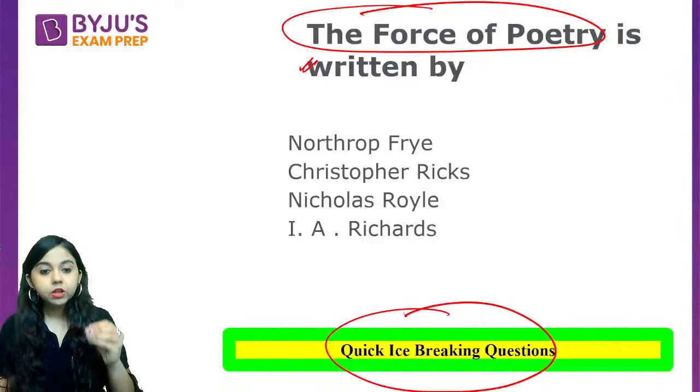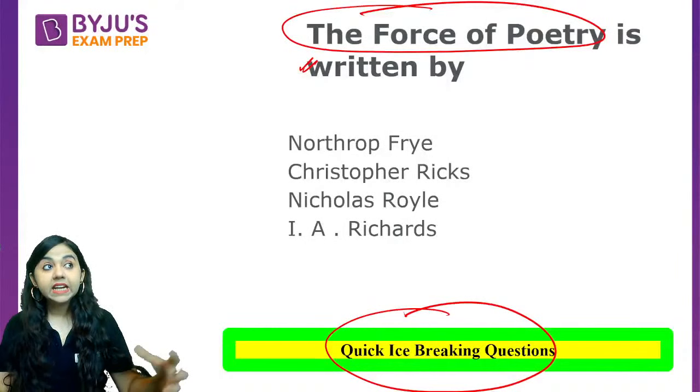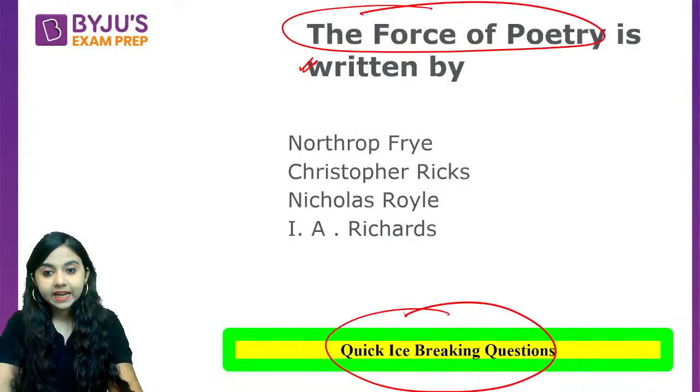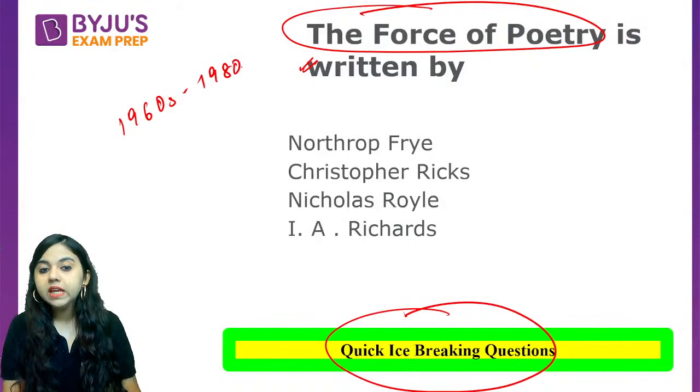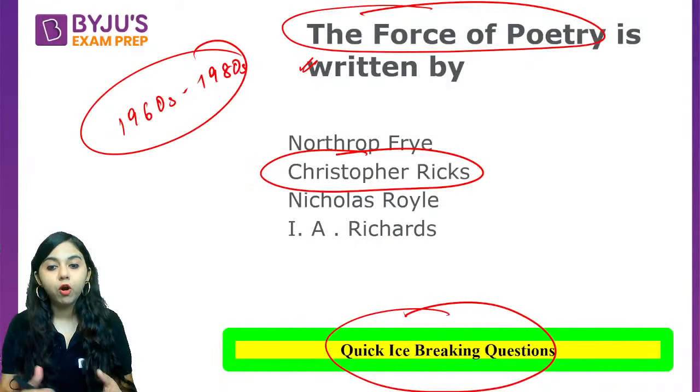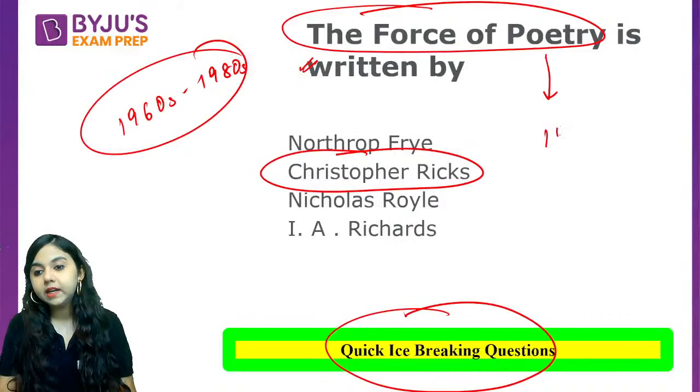The Force of Poetry is a 1984 book written by Christopher Ricks. It is a compilation of articles that were published by the author in the 1960s and 80s. From the 1960s all the way till the 1980s, all the articles that Christopher Ricks was writing, he compiled in book form as The Force of Poetry, which came out in 1984.